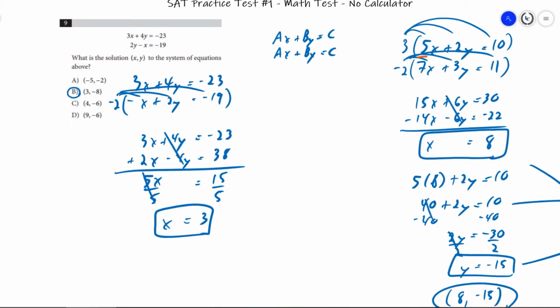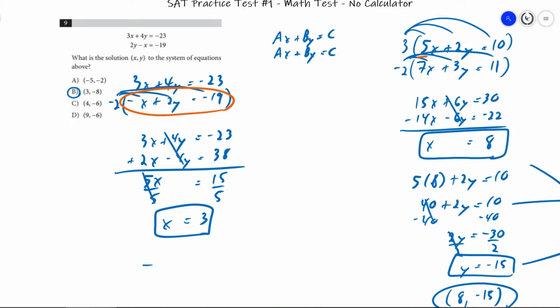Now in some cases they'll have multiple options in the answers that have x coordinates of 3. And in that case you would actually have to go back in and plug in x to get your y. And we'll go ahead and do that now. I'll just use my bottom equation here. And I'm talking about this one right here. I'm just going to use that.